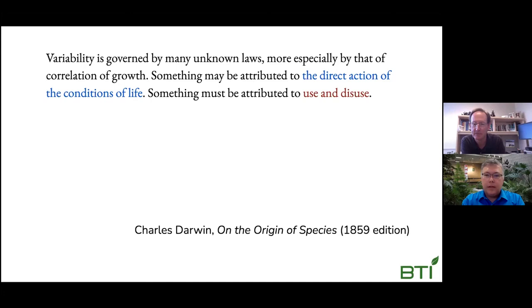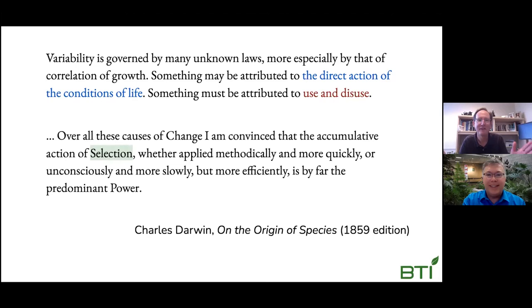But later in the same paragraph, over all these changes, he's convinced that what's really important is selection. So he's acknowledging we don't really know where variability is coming from. Maybe it's coming from the environment. But selection is the main engine of evolution. Now, I put down the 1859 version because this was the first edition.